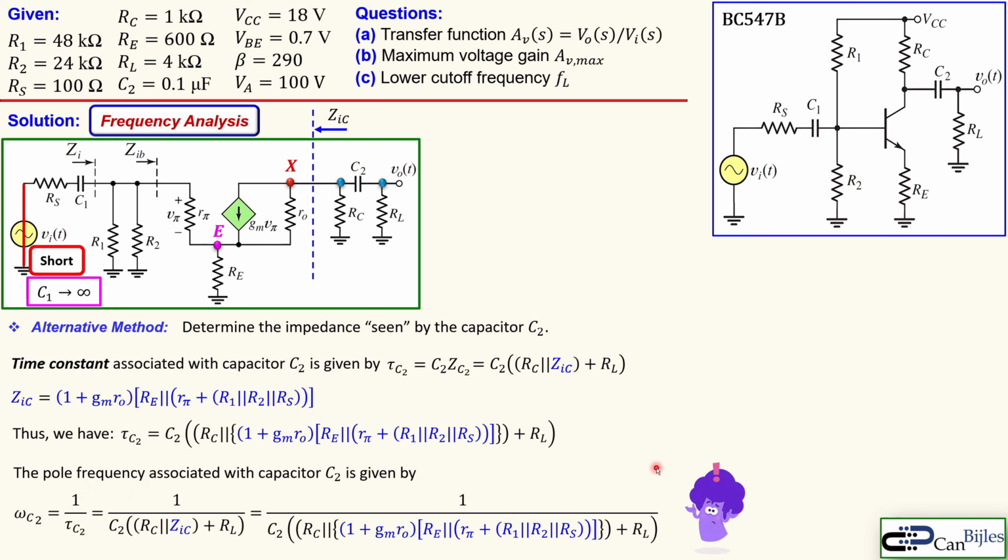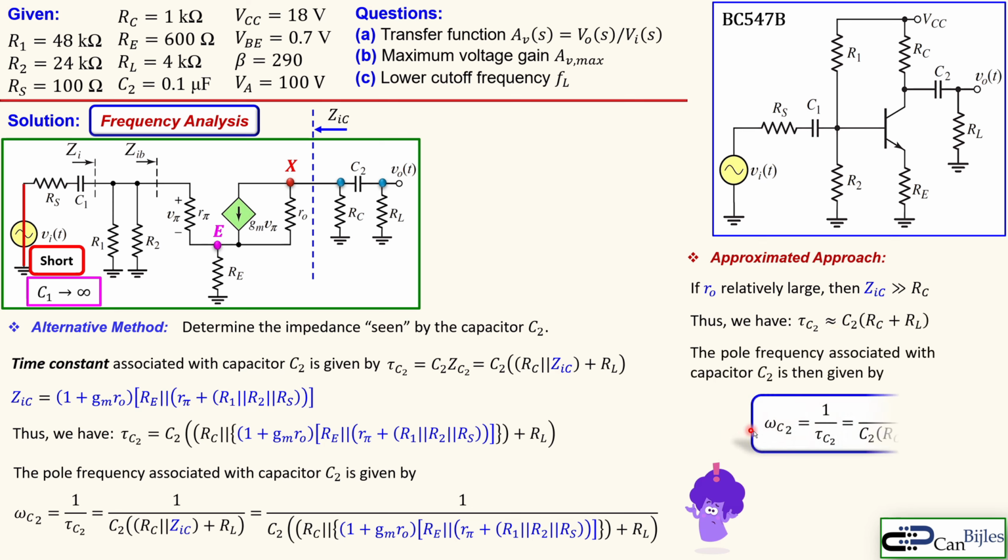Again, a more approximate approach, because this is a little bit tedious, and you might say, okay, I need to calculate also the GM, I also need to calculate R pi, and I don't want that. That's of course most of the time the case, so you want to have a very simple and fast result. Then you can always go for the situation where RO is much larger, then the IC is also much larger than the RC. Again, the same conclusion as before, and then you have this simple time constant, and then your lower cutoff frequency or the associated pole frequency with this C2 will be given by this expression.